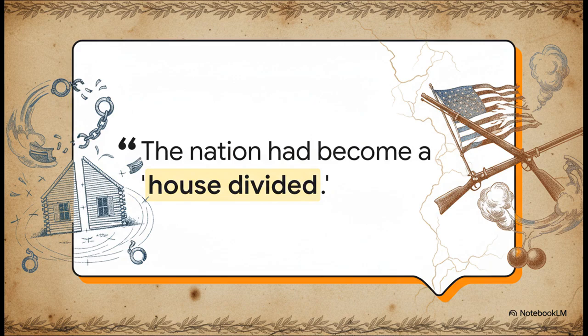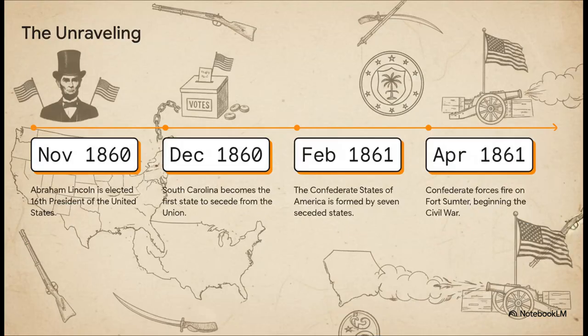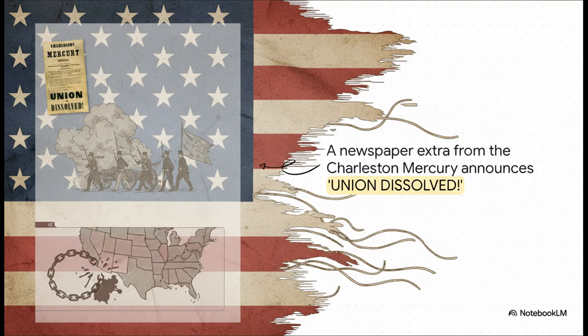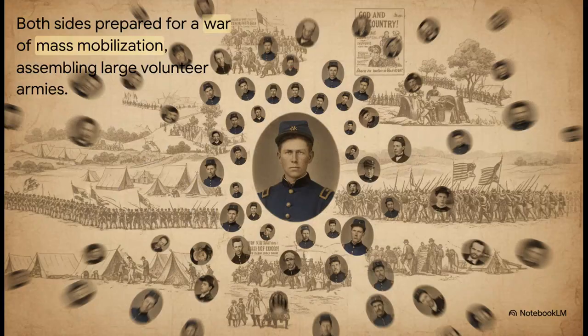Lincoln called it a house divided, and he was right. Lincoln's election was the final straw. States started seceding, formed the Confederacy, and then they attacked. For the South, it was simple. Union dissolved. But to the North, this was an act of treason.